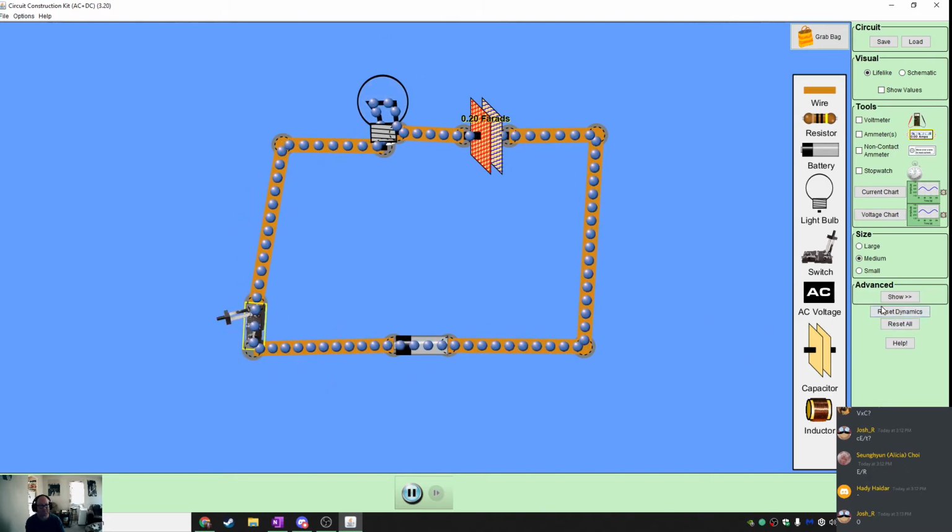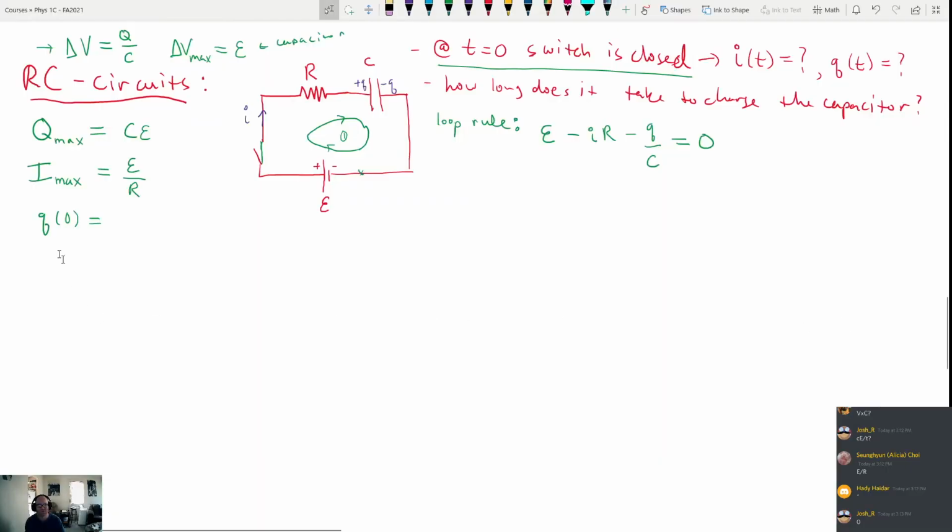Does that make sense to everyone? So what's the charge at time equal to 0 then? It's 0 coulombs. There's no charge on the capacitor at time equal to 0. What about the current in the circuit? What's the current in the circuit going to be at t equal to 0? What's the current flowing through the circuit going to be right when I close the switch?